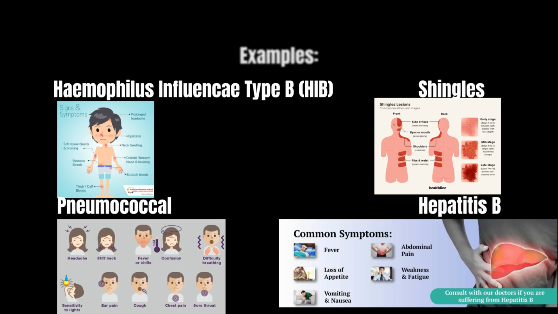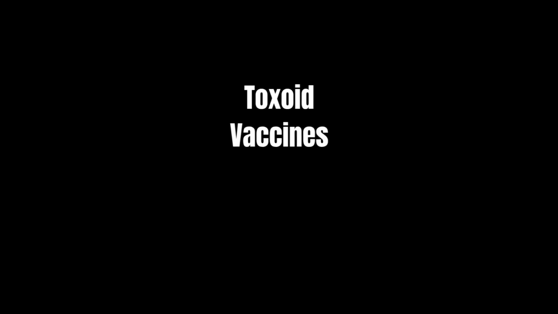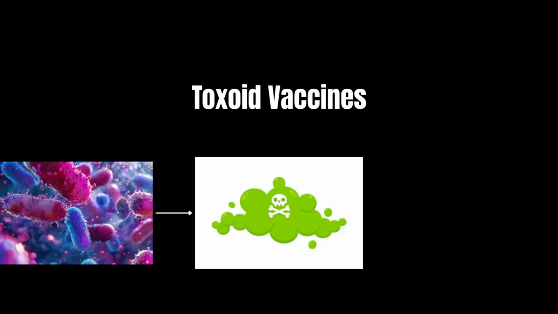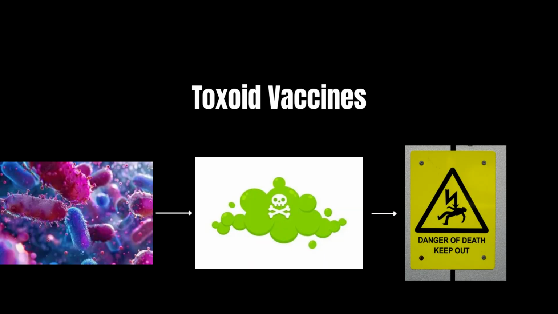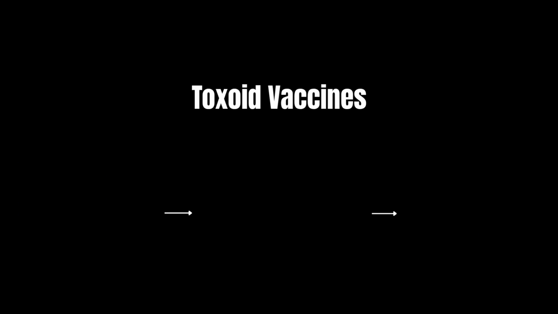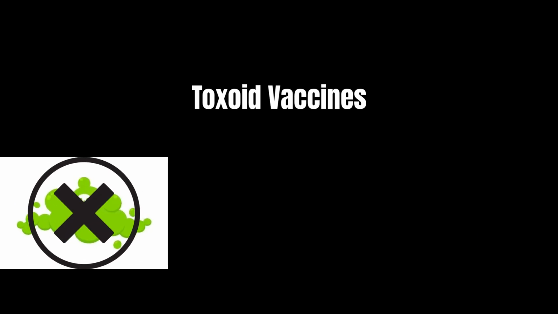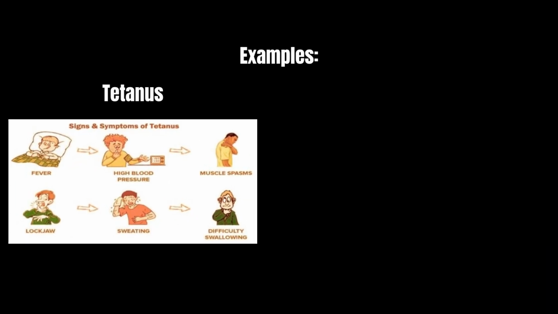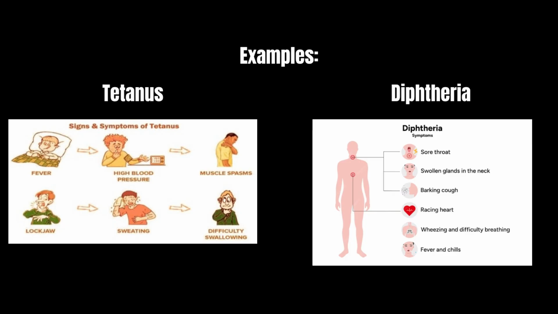Now, the fourth type of vaccine is toxoid vaccines. Some diseases are dangerous not because of the bacteria themselves, but because of the toxins they release. Toxoid vaccines use inactivated toxins to teach your immune system to neutralize those poisons. A couple examples would be tetanus and diphtheria. Now, typically, booster shots are needed every 10 years or so.